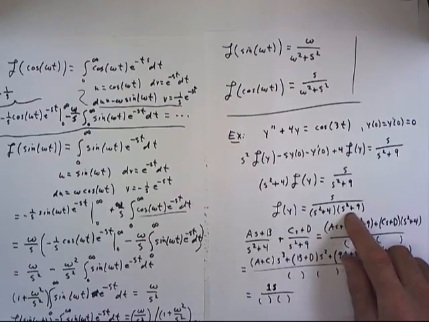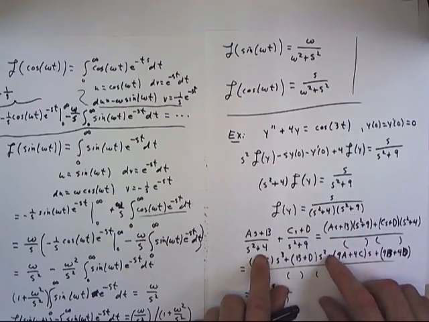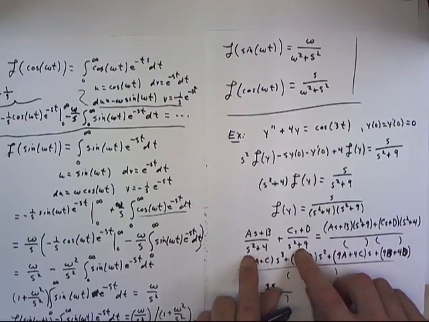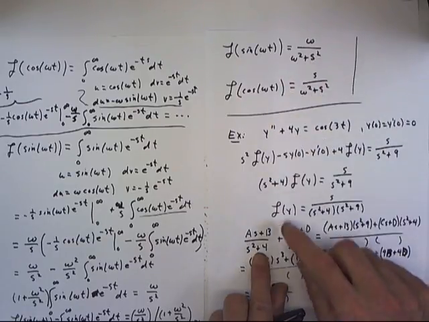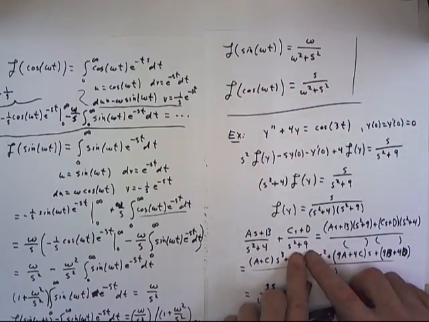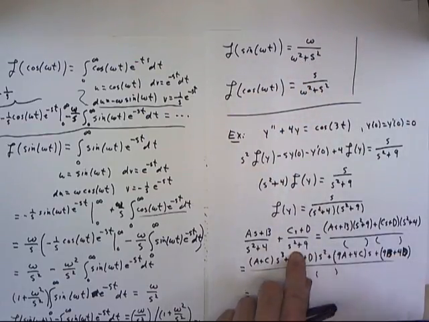just what this is equal to as two fractions, one with the denominator s squared plus 4. This is going to give us a sine or a cosine of 2t, and an s squared plus 9 denominator. It's going to give us a sine or a cosine of 3t.